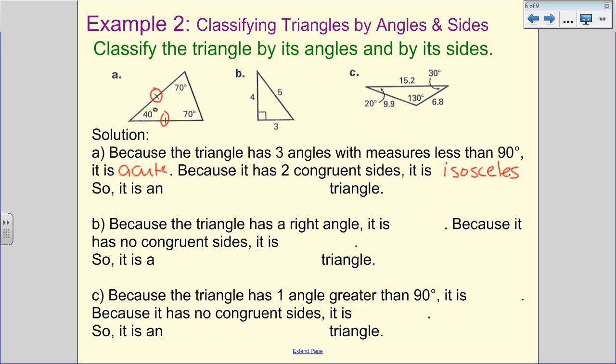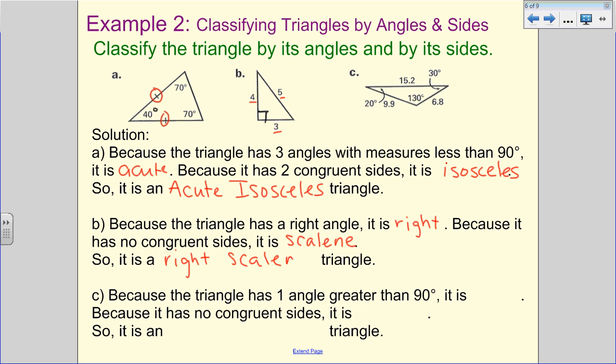And so we call it an acute isosceles triangle. If we look at B, we can see that we have the 90-degree angle marked, so we have a right triangle. And then we have 3, 4, and 5-inch sides. So because the triangle has a right angle, it is right. Because it has no congruent sides, it is scalene. And so it is a right scalene triangle.